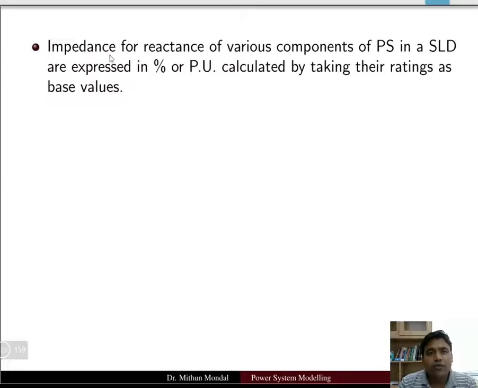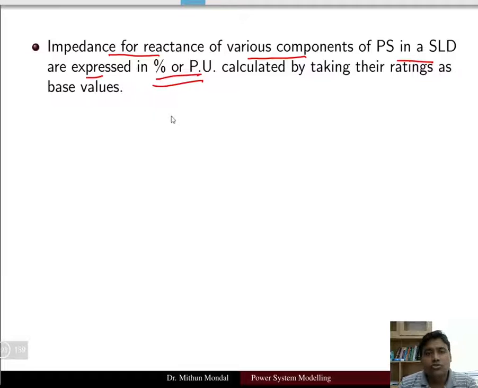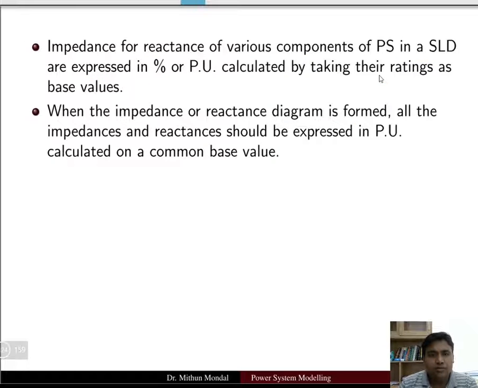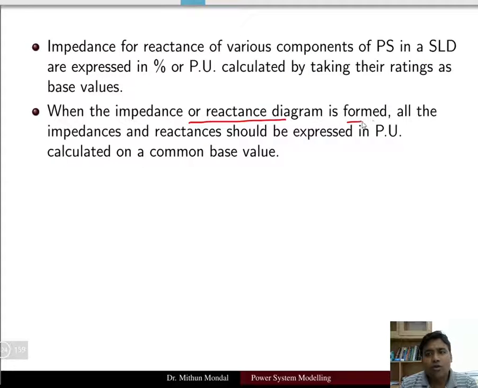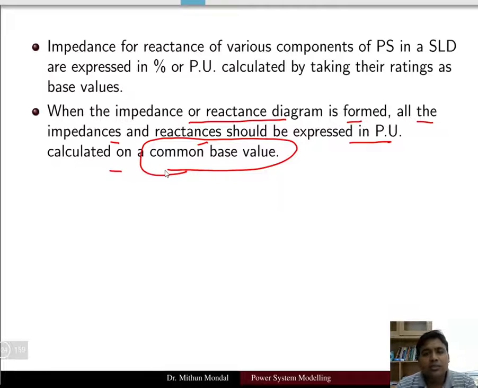Impedance or reactance for various components of a power system in a single line diagram are expressed in percentage or per unit. The impedance or reactance in the single line diagram is represented in per unit, taking the rating as the base values. When the impedance or reactance diagram is formed, all the impedance and reactance should be expressed in per unit calculated on a common base value. So we have seen that when too many equipments are connected together, that is the entire power system, we have to convert it into a common base value.